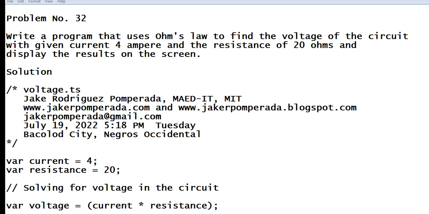So in this video tutorial guys, we will solve a problem to find the voltage of a given circuit using Ohm's law in TypeScript programming language.